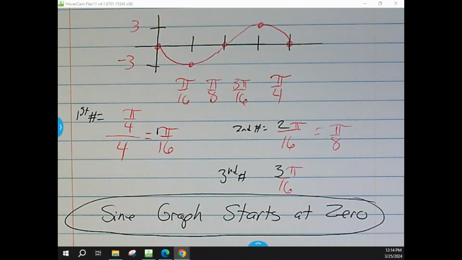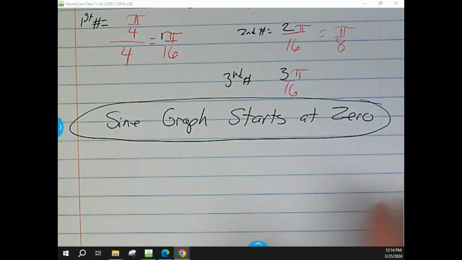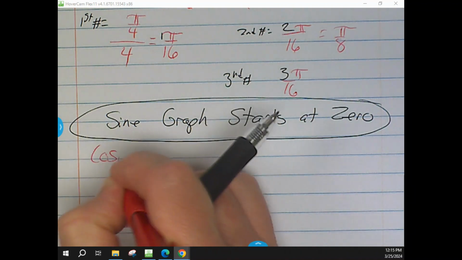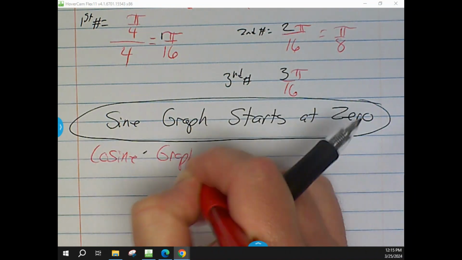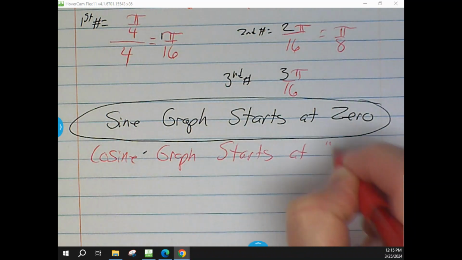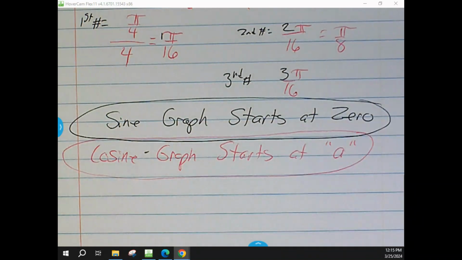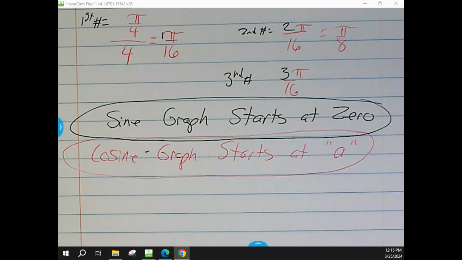Okay, so the big thing we've got to think about on this one is that we're doing the sine graph. The sine graph starts at 0. When we do a cosine graph, the big difference from the sine graph is that the cosine graph starts at whatever the a value is going to be. So the sine graph starts at 0. Next, we're going to look at 2 cosine graphs, and then we'll wrap this thing up. As far as how it works, everything's exactly the same. The only difference is that for cosine graphs, you're going to start at the a value.